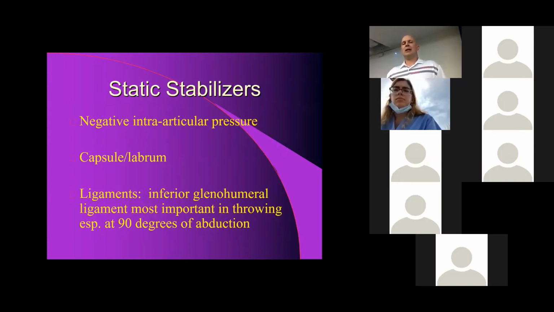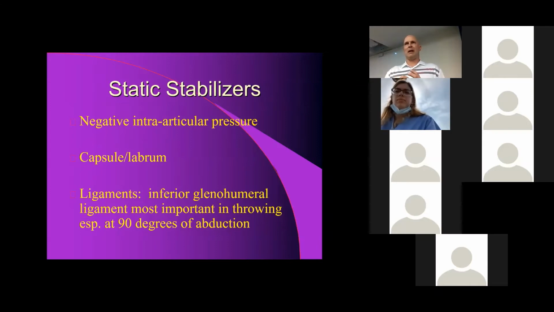So the static stabilizers basically are that the joint itself has some negative intra-articular pressure, so that helps to keep the ball and socket joint in place. Then you have the capsule, which wraps around there and has some named thickened areas like we talked about, the ligaments, but I just generically call it the shoulder capsule. And then you have the labrum. The labrum is just this rim of cartilage around the outside of the shoulder.